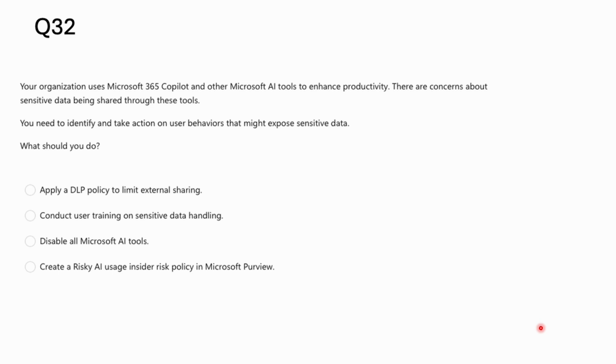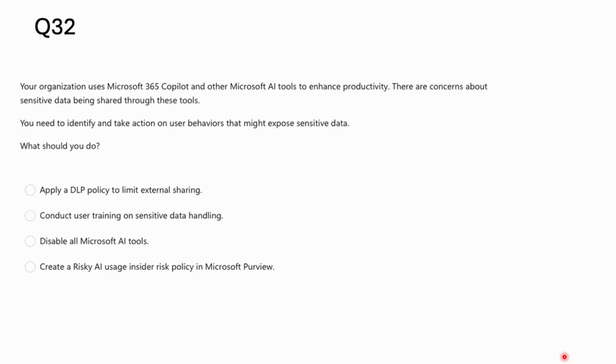The other options are less effective. If I talk about applying a DLP policy to limit external sharing, DLP can prevent data exfiltration, but it is not specifically tailored to detect risky AI usage. It's not going to detect those patterns being used by the AIs. Conducting user training on sensitive data handling is a good practice but does not effectively monitor or enforce controls against data exposure via AI tools. And disabling all Microsoft AI tools doesn't make sense. This is overly restrictive and undermines productivity benefits, right? So it is not the targeted solution.